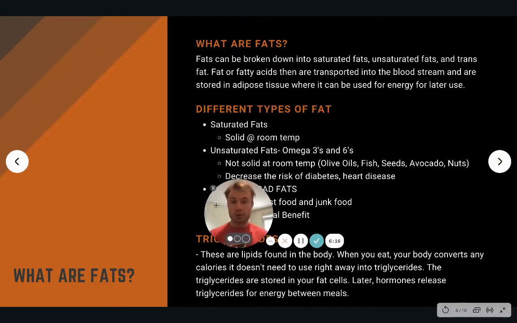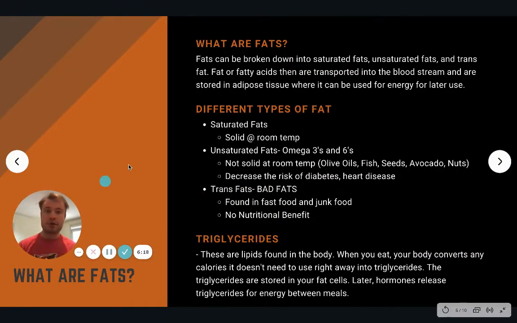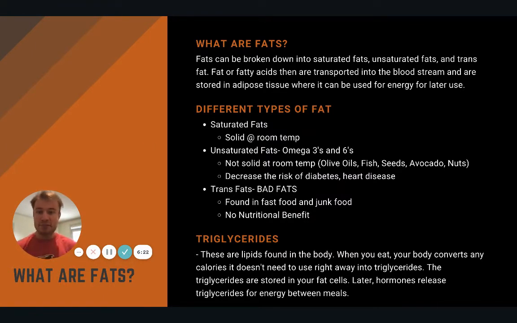Moving on to fats. What are fats? Well, guys, fats can be broken down into saturated fats, unsaturated fats, and trans fat, otherwise known as fatty acids. These get transported into our blood, and those get stored into your adipose tissue, your fat tissue, and that's going to be later used for energy. So fats are going to be really, really good for energy because we can store way more fats than we can store carbohydrates. So fats are going to be very essential in your diet.